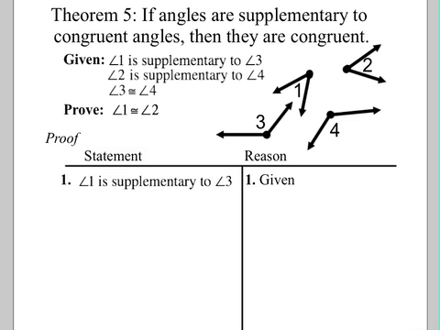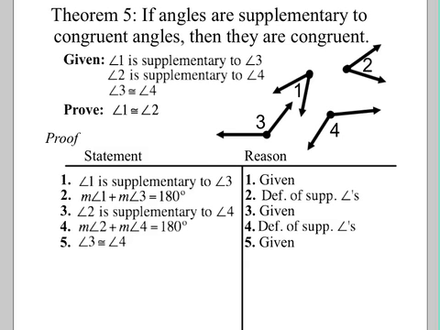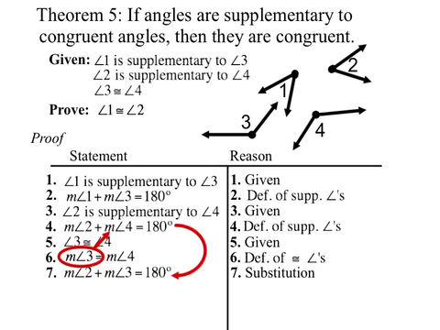We state the first given, which the reason for that is it's given. Then we point out that their measures add up to 180 because that's the definition of supplementary angles. Angle 2 is supplementary to angle 4, that's given. And so in line 4, the sum of the measures of those two angles is 180. Then in line 5, we state the third given, angle 3 is congruent to angle 4. And if angle 3 and 4 are congruent, of course their measures are equal because of the definition of congruent angles. And now we're ready for a couple of substitutions.